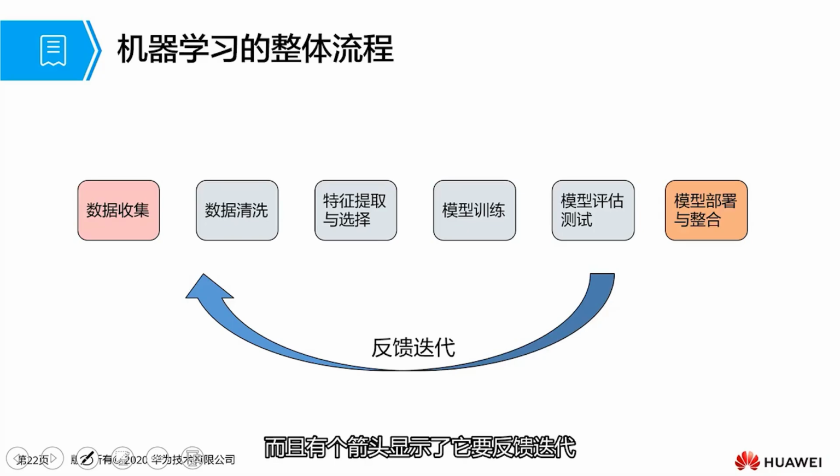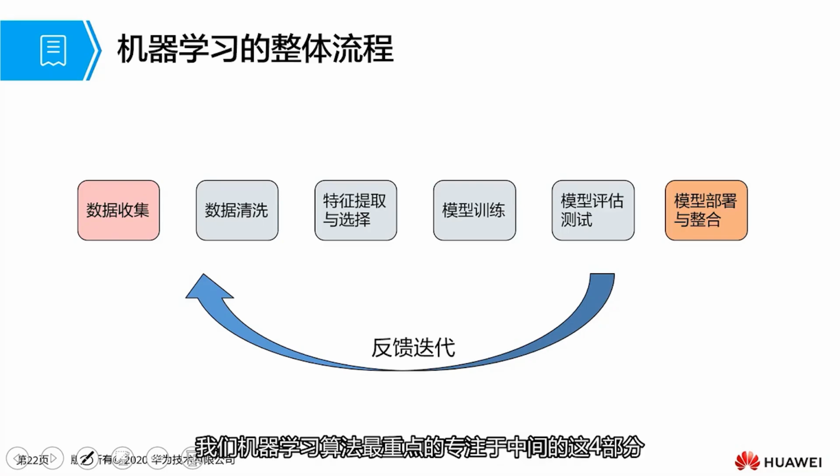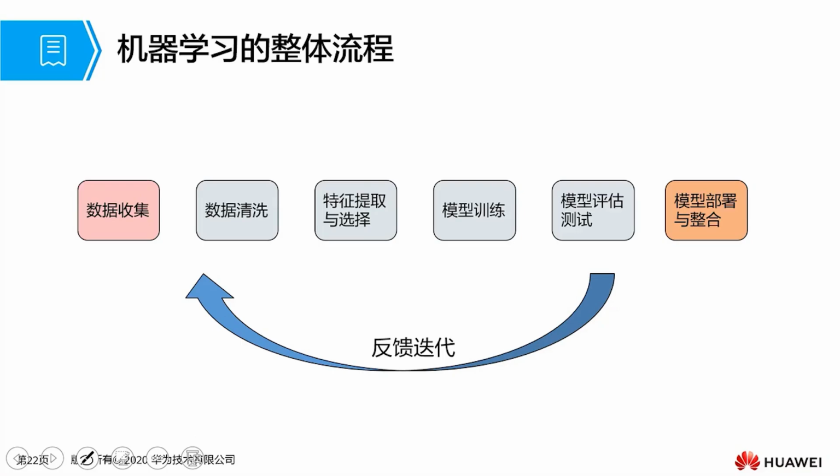Then we will find that among these, the middle ones have the same color, and there is an arrow indicating feedback iteration. That is to say, data collection, the data we collected initially, is exactly as it is. Finally, the deployment and integration of the model is also related to our final work. Our machine learning algorithm's key focus is on these four central parts: data cleaning, the selection of features, model training, testing, and evaluation.